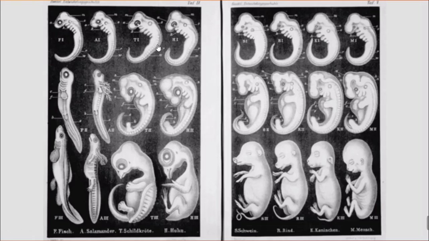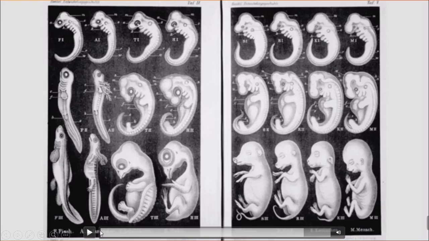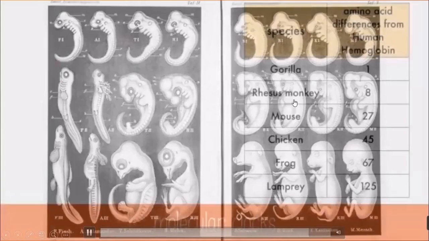Say, for example, the presence of gill slits. In the embryos of all species gill slits are present, but we do not have gills. Where are gills present? Only in fishes. This is called the embryological evidence.